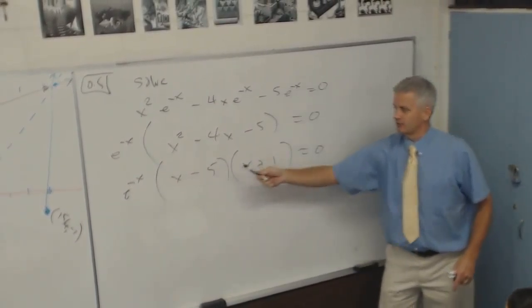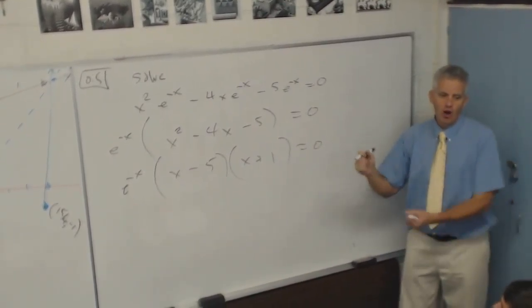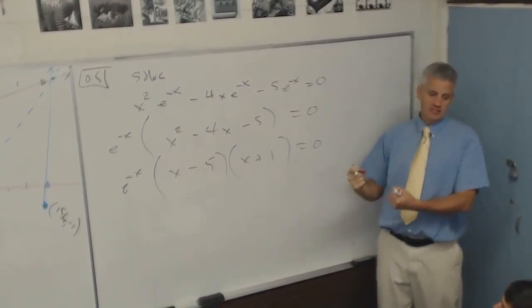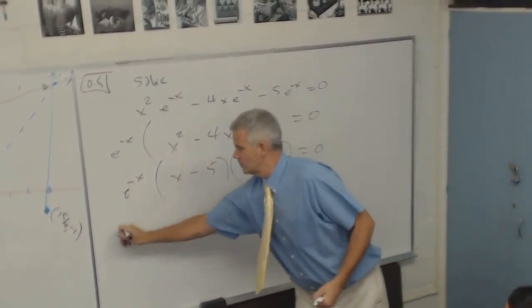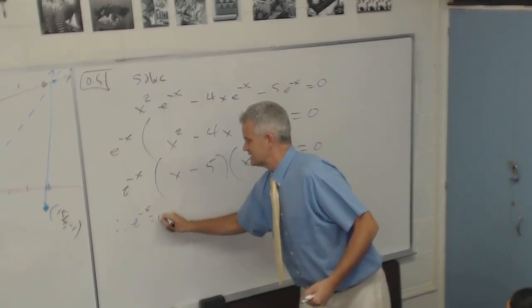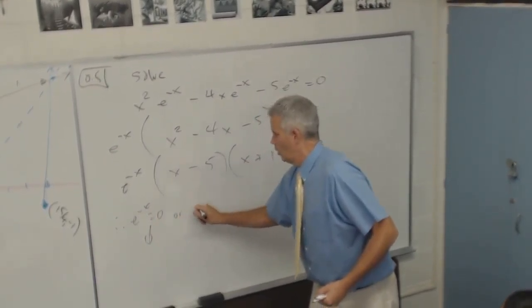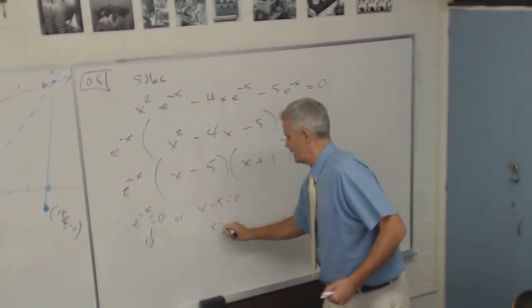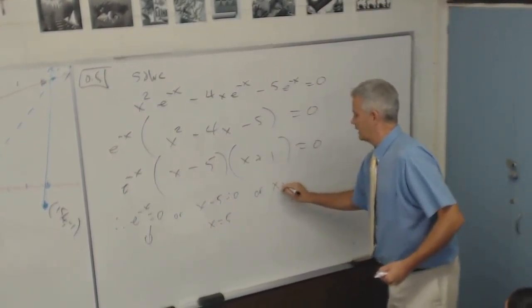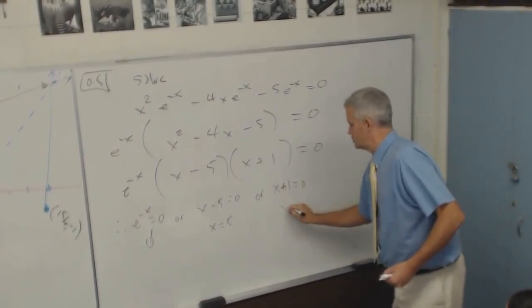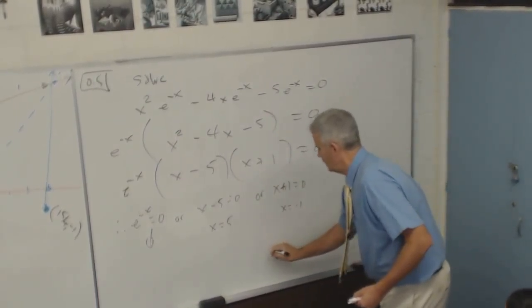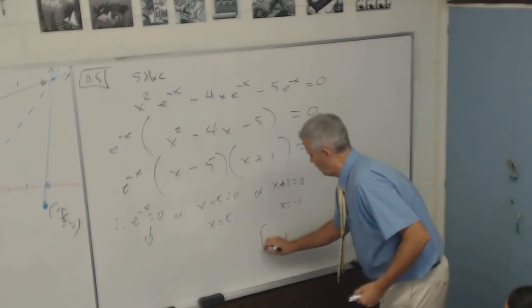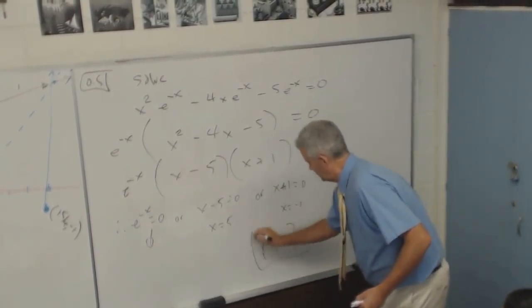I have the product of three different things is 0. The only way things can multiply together and get 0 is if one of them is 0. So therefore, e to the negative x is 0, which is impossible. Or x minus 5 is 0, which happens when x is 5. Or x plus 1 is 0, which happens when x is negative 1. So 5, negative 1, solution set, done.